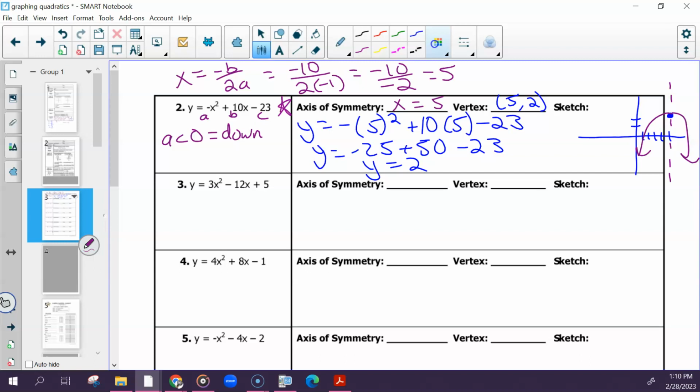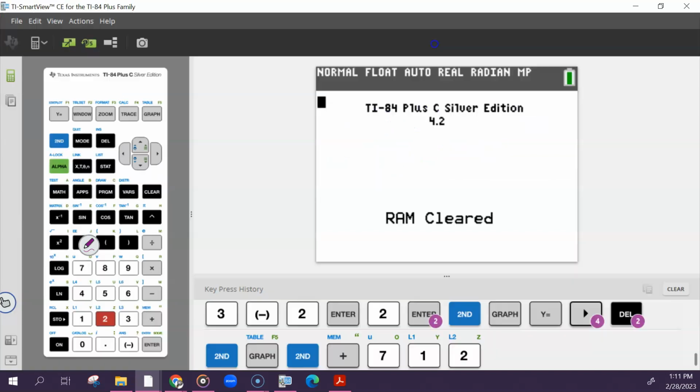Okay. First, reset your calculator. Second plus 7, 1, 2. I have the steps written over here in red. I'm also going to talk through them. They'll be on my calculator as well. I can reset my calculator too.